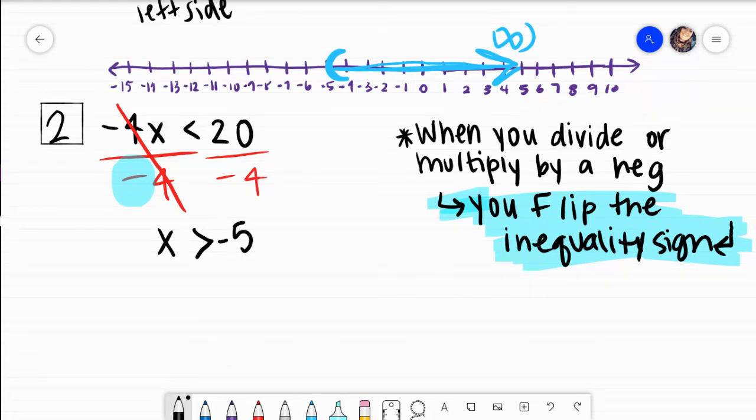I have my symbol, which is a parenthesis, my value, which is a -5, comma. It's going on forever. It didn't tell me it stopped. So I get an infinity. And then I have my closing parenthesis.